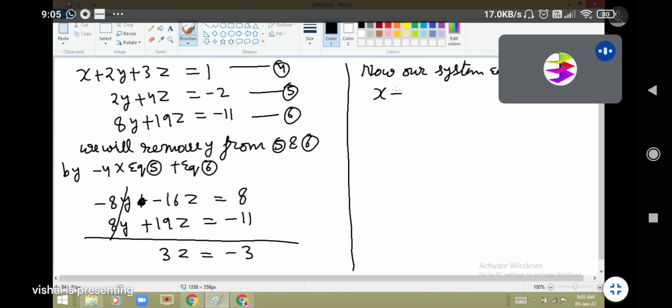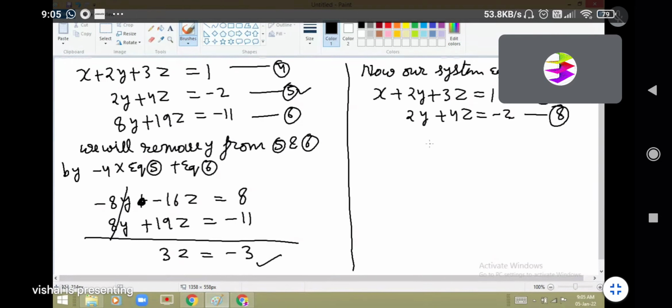x plus 2y plus 3z is equal to 1. Equation number 4, for the time being, I am going to say it is equation number 7. Then 2y plus 4z is equal to -2. This is equation number 5, here I say it equation number 8. Now from this equation will replace equation number 6, and this becomes 3z is equal to -3. This is equation number 9.